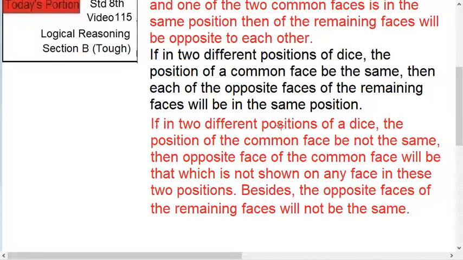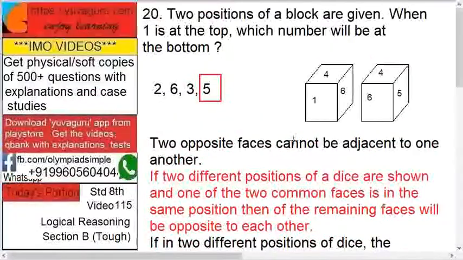If in two different positions of a dice, the position of the common face is not the same, then the opposite face of the common face will be the one that is not shown on any face in these two positions. This is rule number 4. Besides, the opposite faces of the remaining faces will not be the same. That's why I said third and fourth are hardly used, but I'll explain it in a separate video.